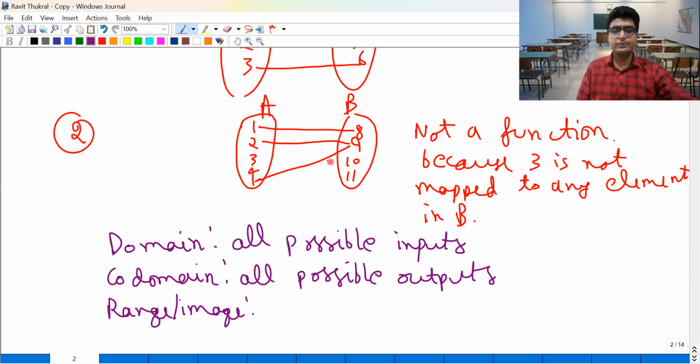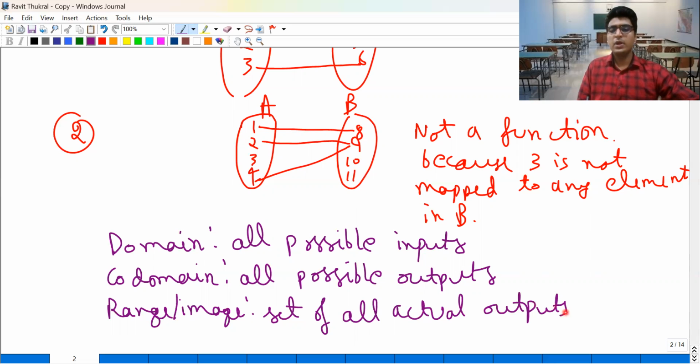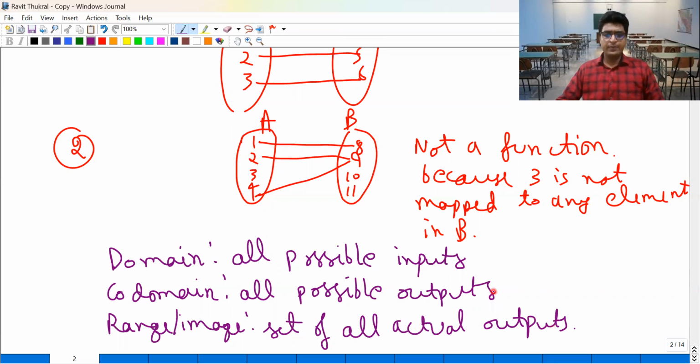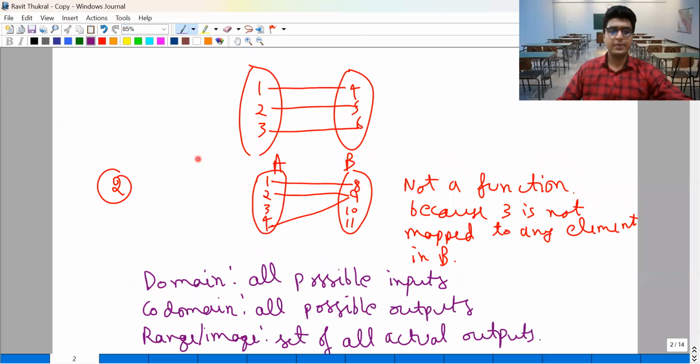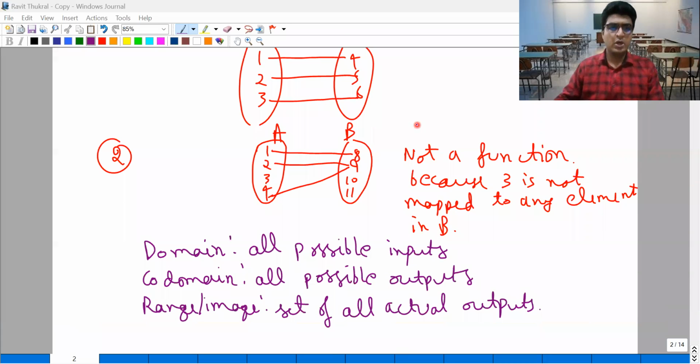Okay. So although this is not a function, if I want to look at the range here, the range is 8 and 9. The set of range contains 8 and 9. So image is the set of all actual outputs. Okay. Is it clear till now? All right. Moving on.